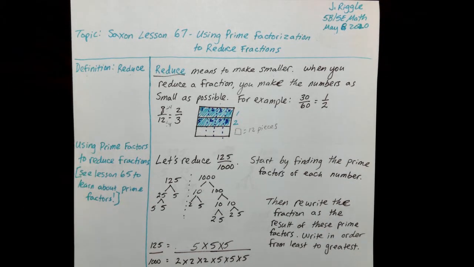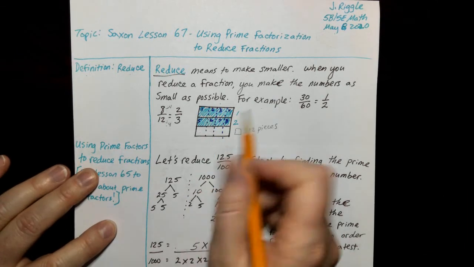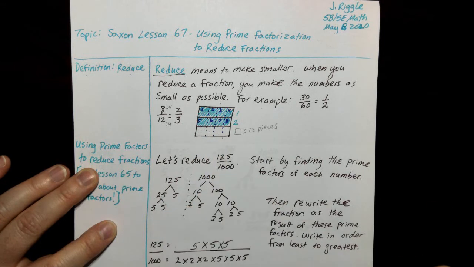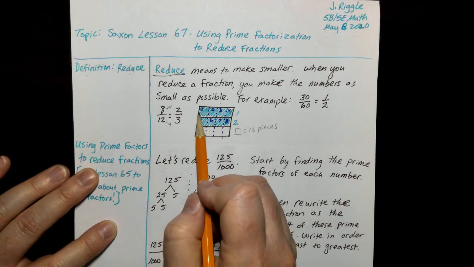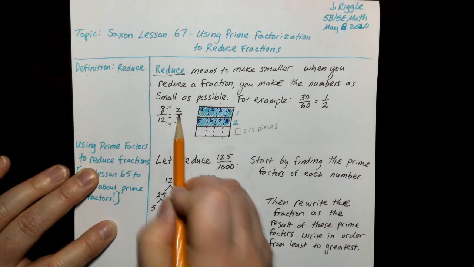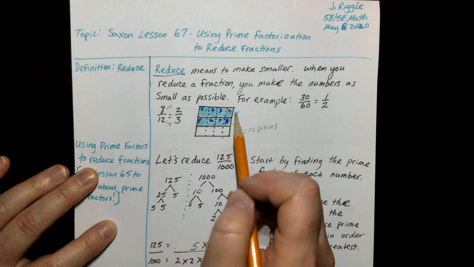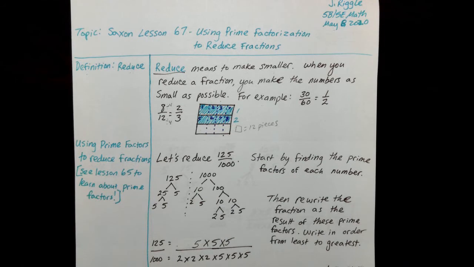8/12. However, if I ignore those dotted lines, pretend they're not there, then I have 2 out of 3 that are colored in. So I have 2/3. They're the same exact thing, and you know they're the same because they're on the same diagram. They're on the same piece of a whole.